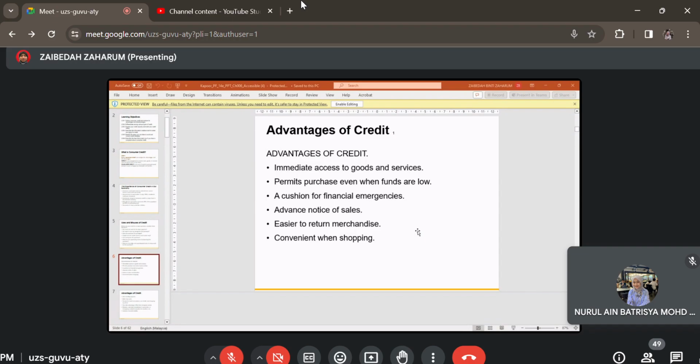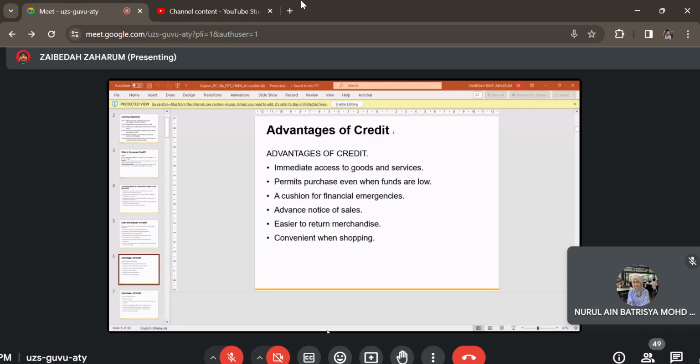So bila kata convenient when shopping ni tadi memudahkanlah bila kita pergi membuat pembelian, kita pergi shopping tadi tanpa membawa cash yang banyak. Okay. So kita bolehlah buat purchases secara segeralah, quickly and easily using the credit card, whether in store ataupun online ke ataupun over the phone ke, making the shopping experience more efficient and hassle free.